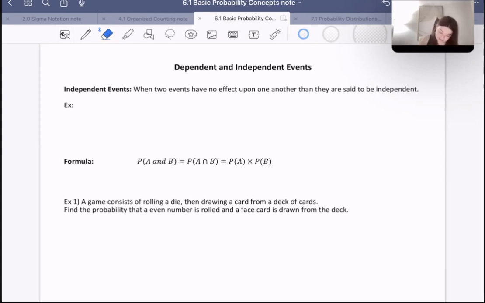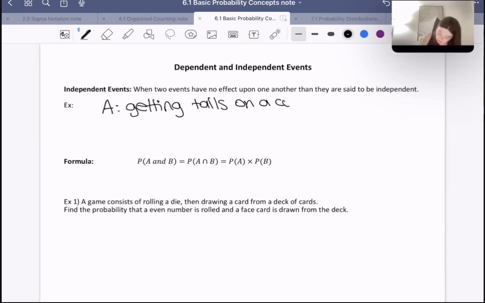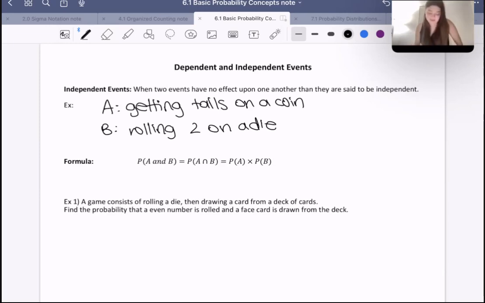So, I'm going to write that down. Getting tails, or it could be getting heads, doesn't actually matter. I'm just using this as an example. Getting tails on a coin flip, or B would be rolling some number on a die. We'll just say 2 on a die. These are an example of independent events, right? Because whether we get that tails or not, that's not going to impact what we roll on our die, or vice versa. Let's say I rolled a 2 on my die. That doesn't mean we're more likely or less likely to get a tail when we do a coin flip, right?